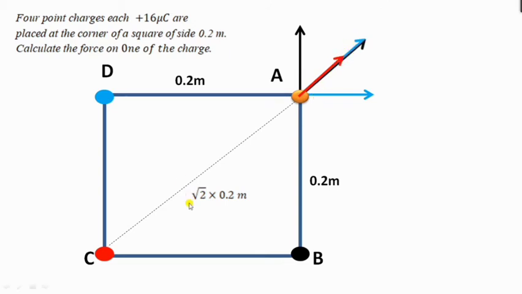So please try this question, and if you can't solve it, you can check the link for the solution video in the description box. The answer for this will be 110.3 Newton and the force is along CA. So it will go like this.